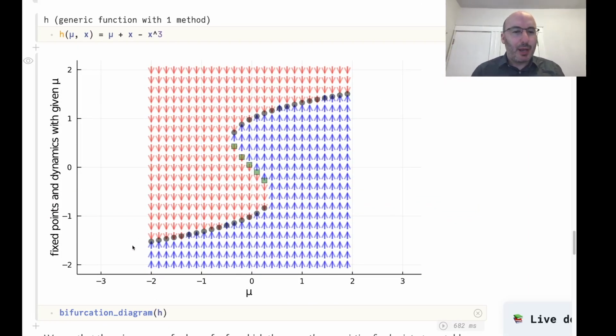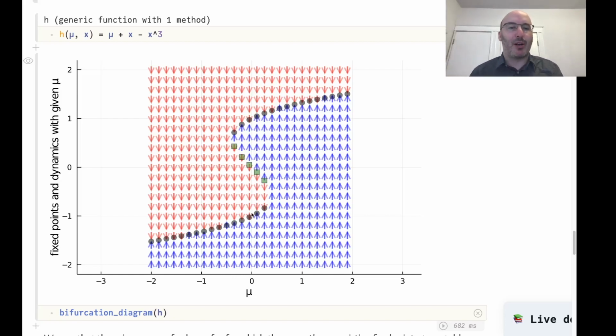What do we see? Well, for small values of mu, there's a single stable fixed point. If you're above the fixed point, you converge to it from above, you move downwards. If you're below the fixed point, you move upwards and converge to it. And that fixed point moves as mu changes, as mu increases. Similarly, for large values of mu, there's a single fixed point up here, and the same thing happens.